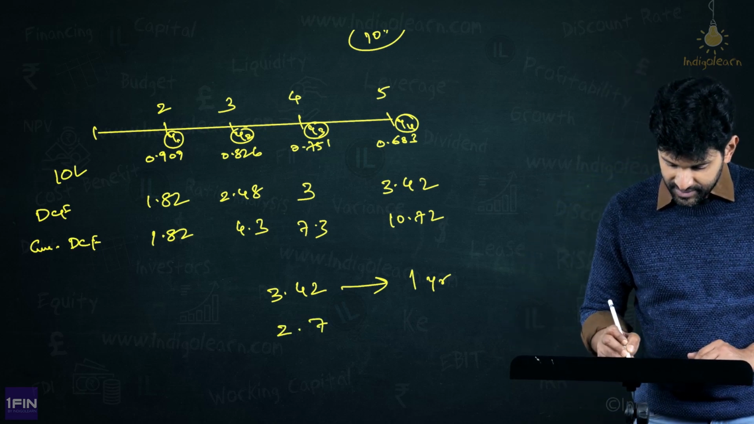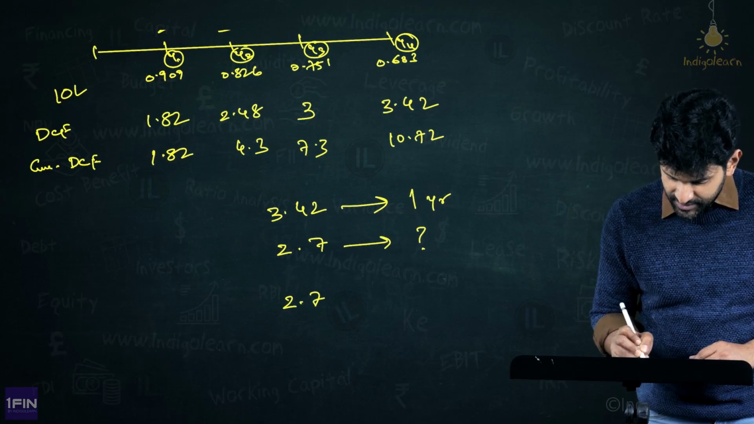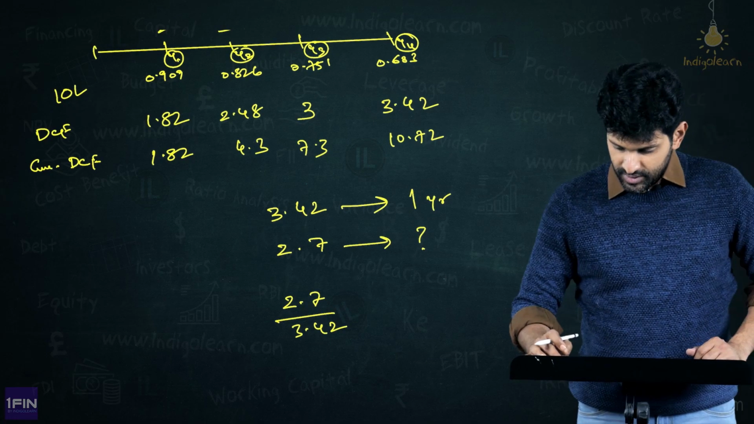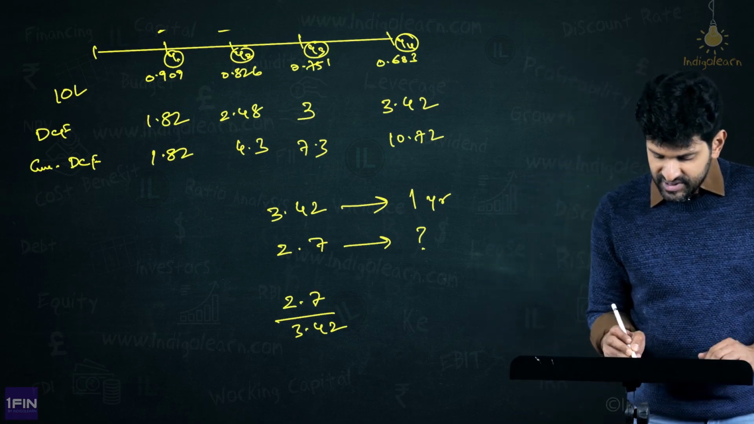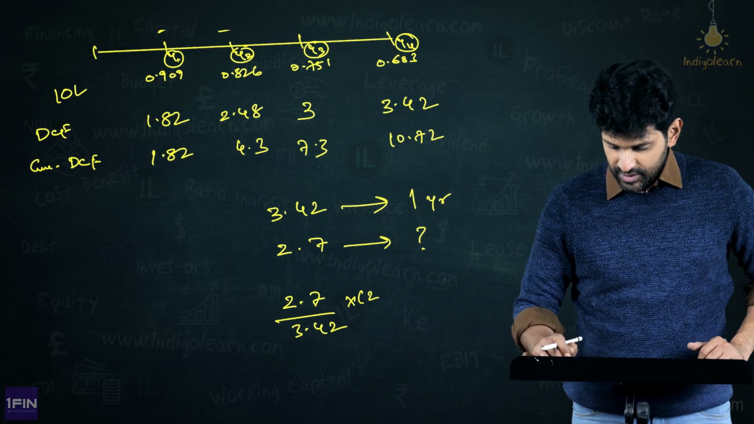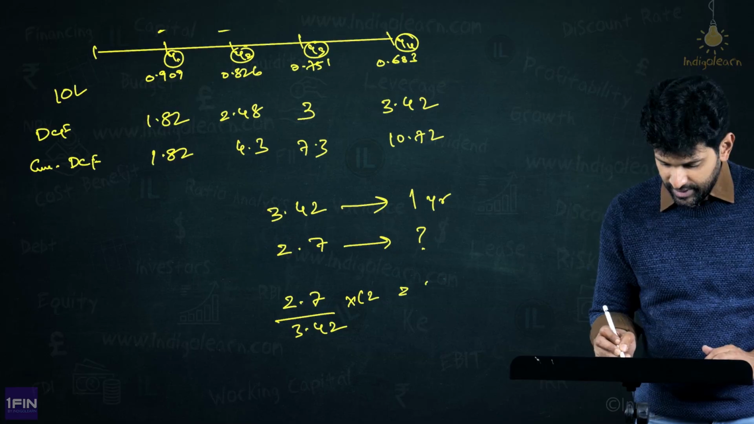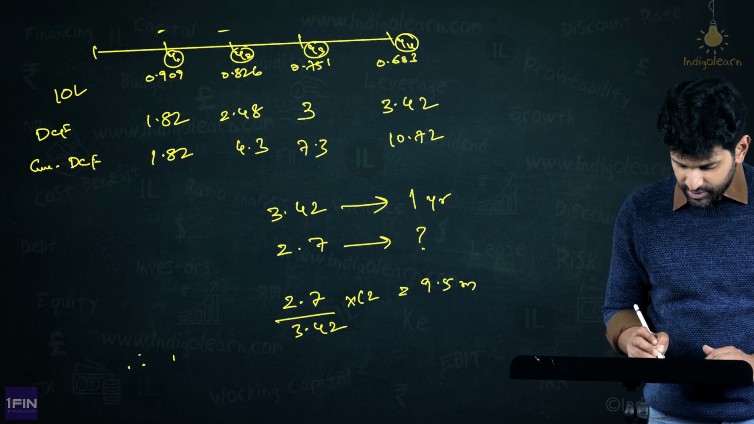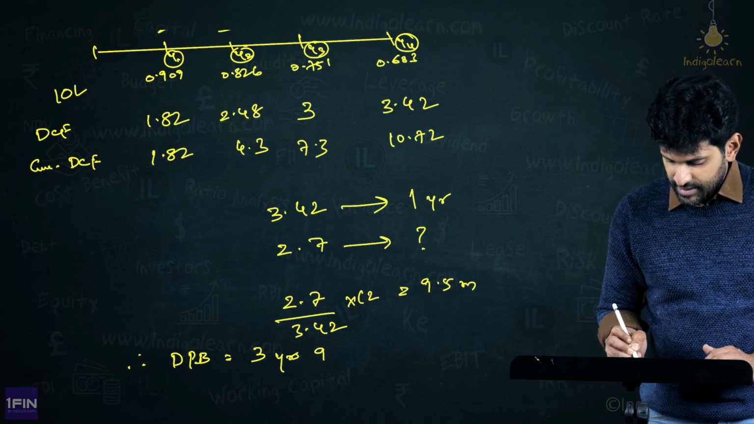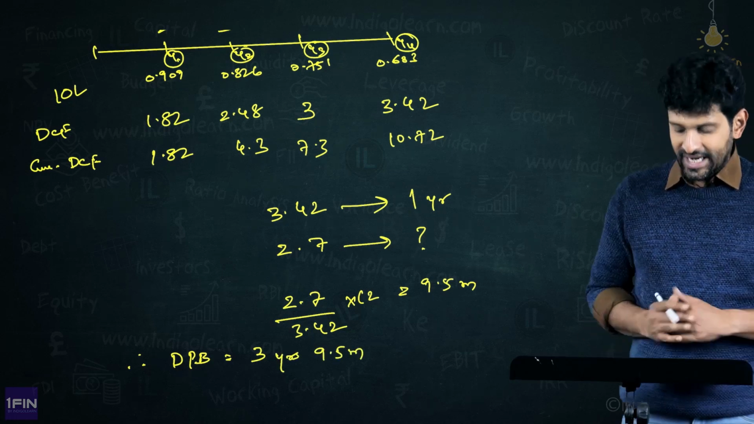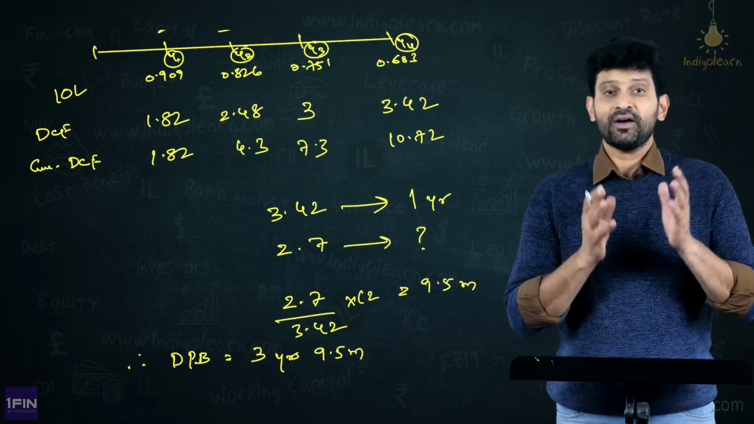So for 2.7, we divide by 3.42, that is 0.789. Simply multiply by 12 to arrive at months. That is 9.47, or 9.5 months. Therefore, the discounted payback will be 3 years, 9.5 months, or 9 months 15 days. So this is how we compute the discounted payback period.